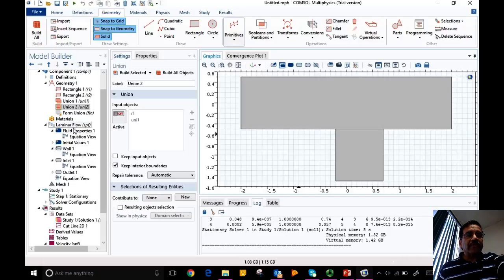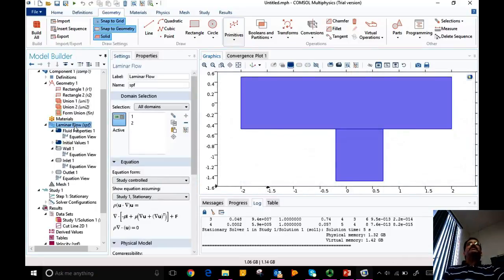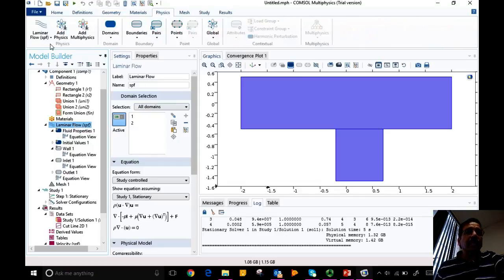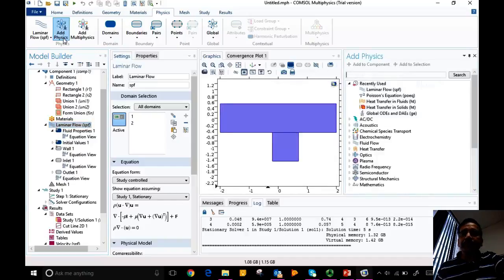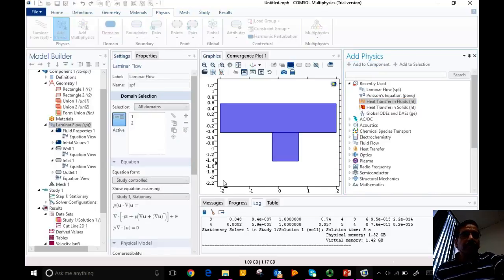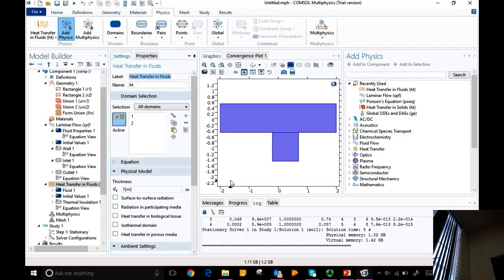Okay. So here we have a laminar flow. Suppose I'm interested in looking at heat transfer in this branch. What do I need to do? Just go to physics and add physics. And there is heat transfer in fluids. Add that module. So it adds a folder containing the heat transfer equations. And it does the coupling for you automatically. How does the coupling look?